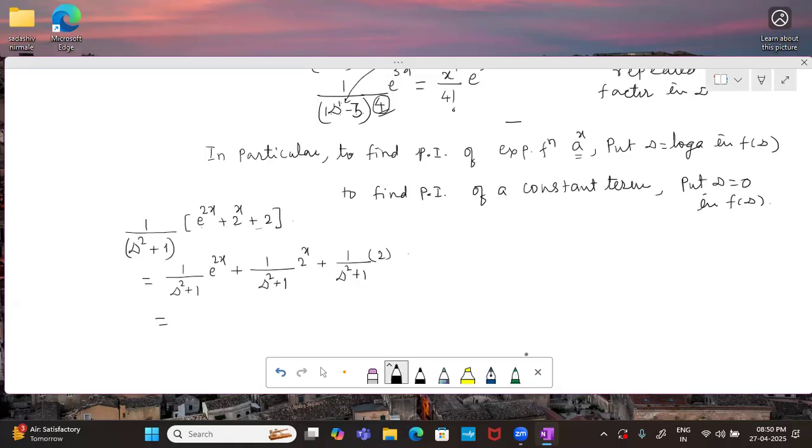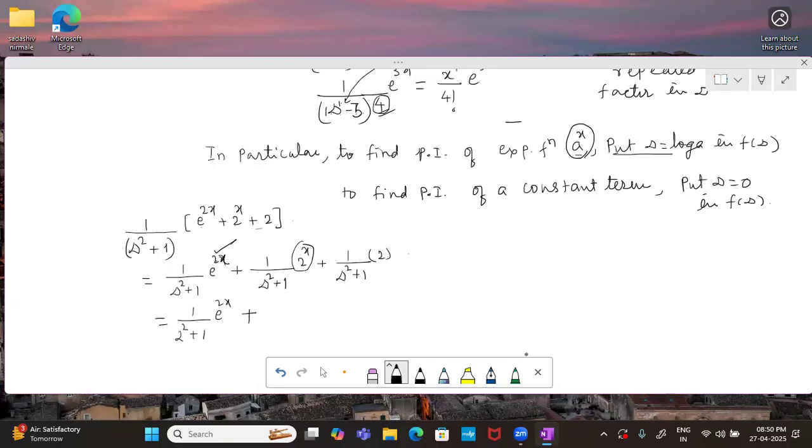So this first PI belongs to rule number 1. Means directly put d is equal to a. What is the coefficient of x here? Coefficient of x is 2. So put d is equal to 2 in the function directly. It is 2 square plus 1 e raised to 2x plus, in this case, it is the exponential function, but in the form of a raised to x. It is 2 raised to x.